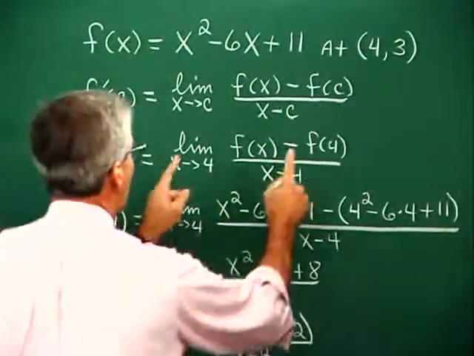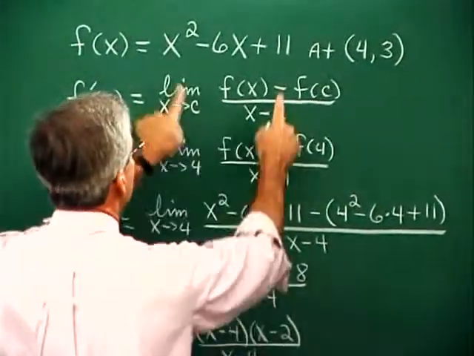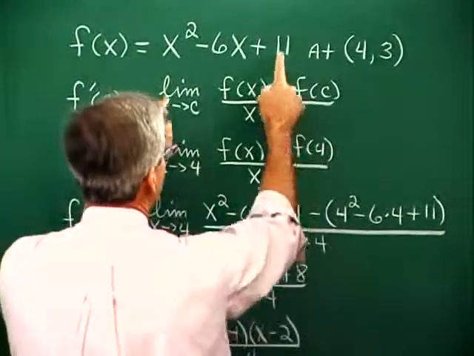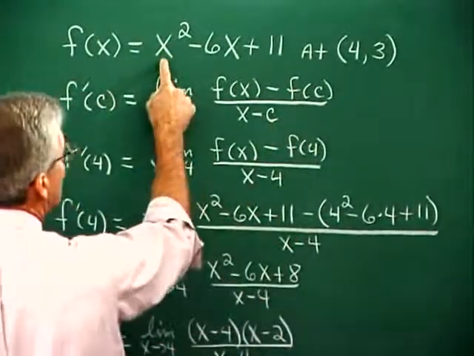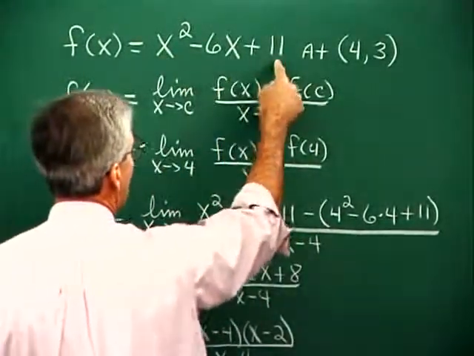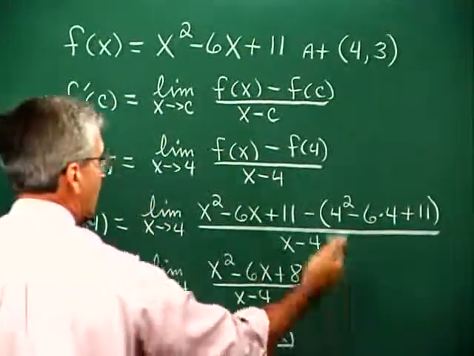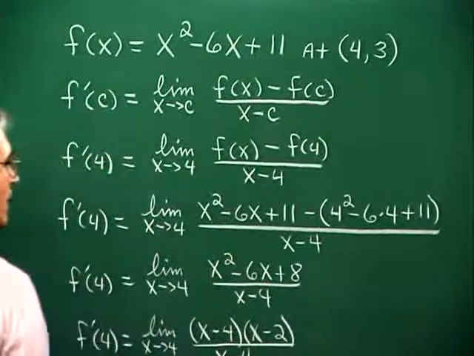So let's see, and all the action is over here. F of x is this, and then minus f of 4. F of 4 means in the f function replace all the x's with 4. This becomes 4 squared minus 6 times 4 plus 11. 4 squared minus 6 times 4 plus 11. And then the x minus 4 in the denominator drops out.